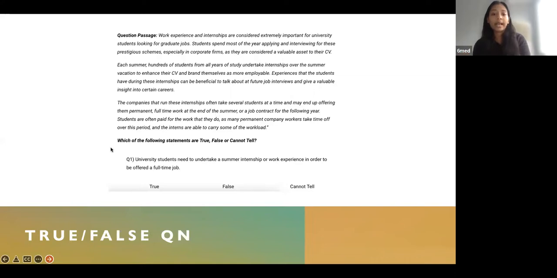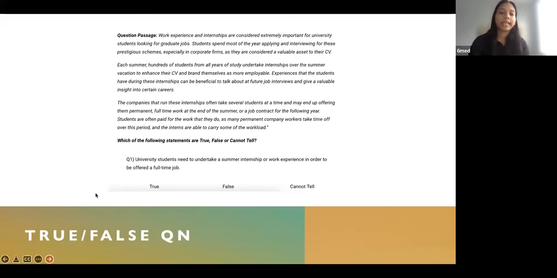The first thing I would do, as I did, is read what the statement is and what they're asking you to do. So they're asking you to find whether it's true, false, or cannot tell. And then I would highlight the keywords. My keywords would be university students, summer internship, work experience, and this phrase, offered a full-time job. What this statement is saying is that to be offered a full-time job, they have to take a summer internship or work experience. That's how I interpret it.